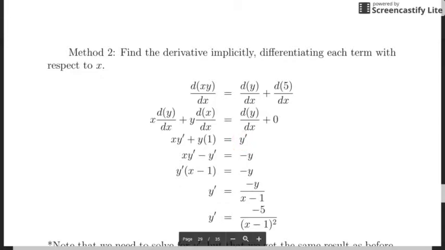Now, the differential operator, again, this thing that tells us to take the derivative, is what we call linear. What I mean by that is I should be able to now solve for y prime. So I'm going to bring this y prime over, that's why you're seeing x y prime minus y prime, and I'm going to bring this y over. I can factor the y prime out, and so I get y prime times x minus 1 equals negative y, and then I divide by x minus 1.